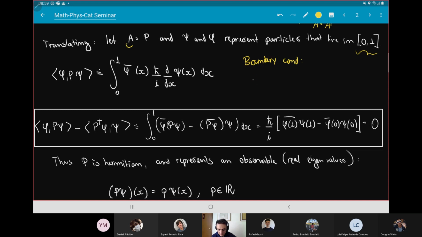Which are that the wave function has to vanish on the limits of your interval. So it cannot exist outside this interval that you're given, because the potential is infinite for the case of infinite potential. So this is something that we have to satisfy.